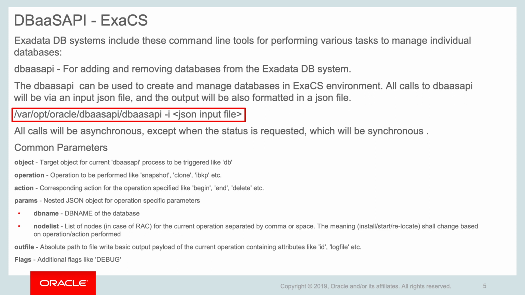While dealing with Debus API, you also need to specify an out file, which is going to be the absolute path to a file to write basic output from the current operation. It's a kind of log of the activity which you are going to perform, and you can optionally include flags for additional debugging.